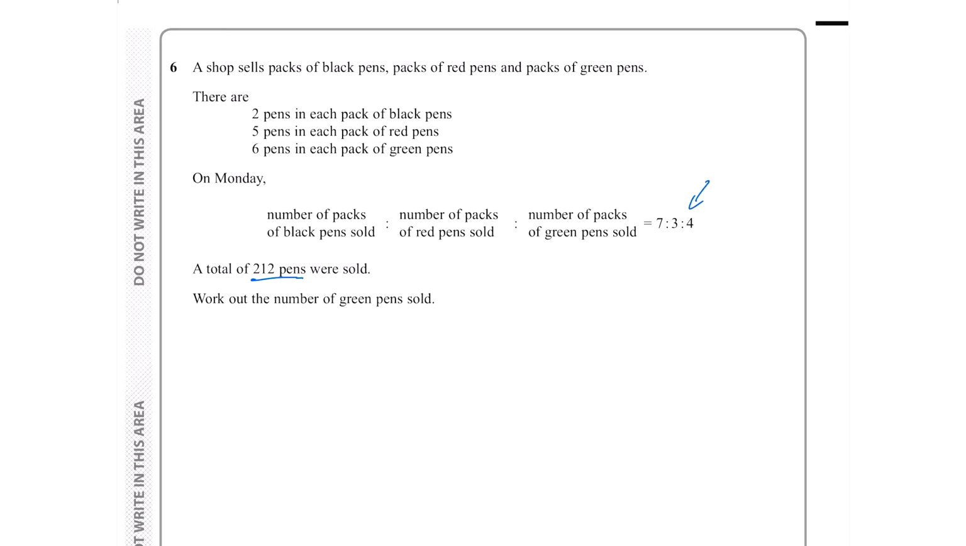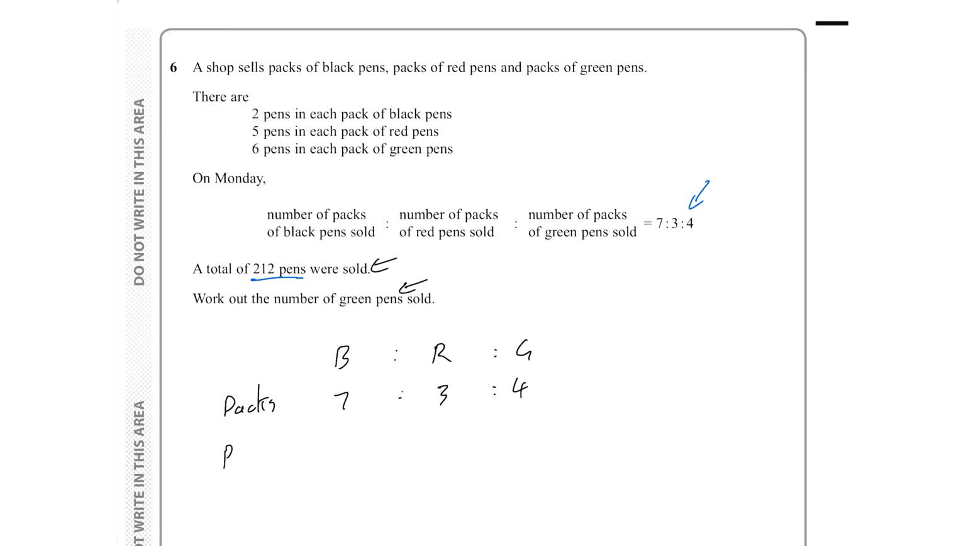So we know that the packs are going to be black to red to green. So we know as packs, so let me just write that here. As packs, that's 7 to 3 to 4. Now we're not interested in packs because it's saying work out the number of green pens sold, and they've told us the total number of pens.